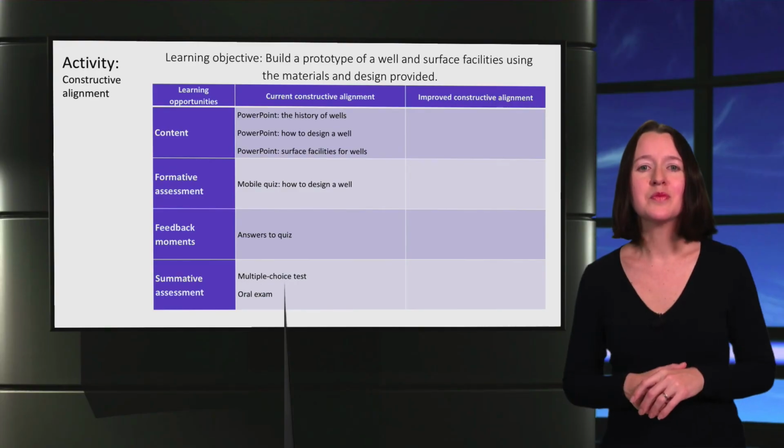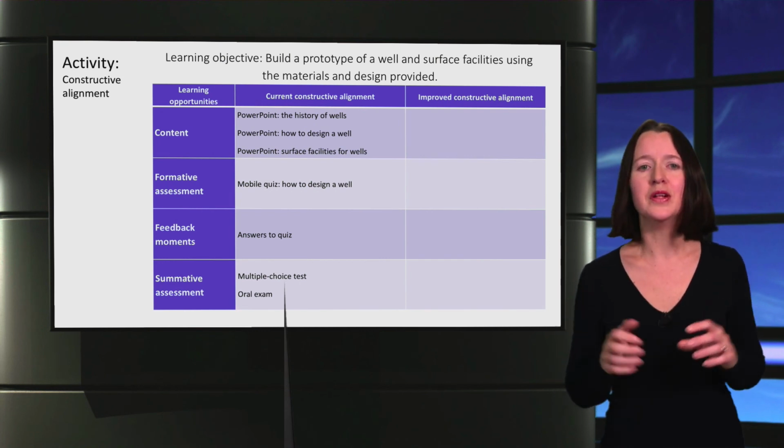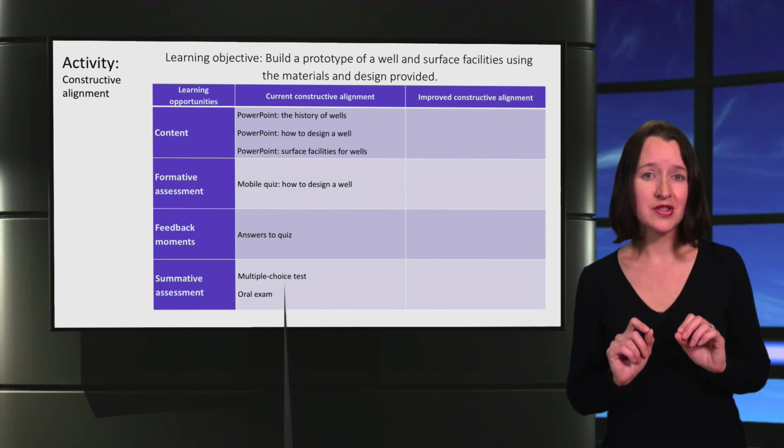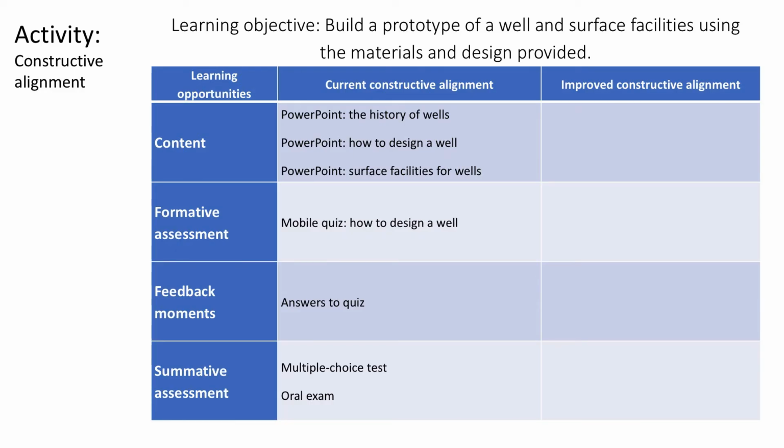Now let's give you something to practice with. You've inherited a short course on how to build wells. The learning objective, which we're asking you not to change in this case, is to build a prototype of a well and surface facilities using the material and design provided. In the following table, column 1 gives an overview of the type of learning activities, while the second column contains a summary of the constructive alignment of the course. Read through the learning objective and complete the table by improving the constructive alignment.